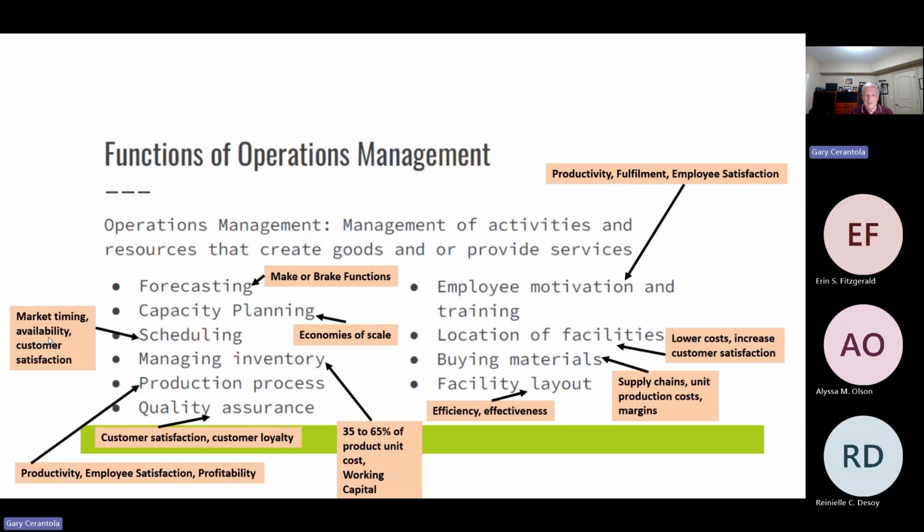Scheduling, it's key. It's market timing, it's availability, it's customer satisfaction. Managing inventory costs can make up 35 to 65% of a product unit cost in terms of working capital. That can make or break an organization, right? And that's why we get into just-in-time inventory, because it manages the optimum amount of inventory. Production process, that's where you deal with productivity, employee satisfaction, profitability. There's employee motivation, productivity, fulfillment, and location and facility as well, which has a big bearing on costs and customer satisfaction. Buying materials, that's where we get into supply chains, and then facility layout, efficiency, and effectiveness that I talked about.